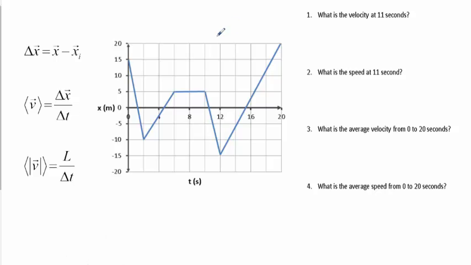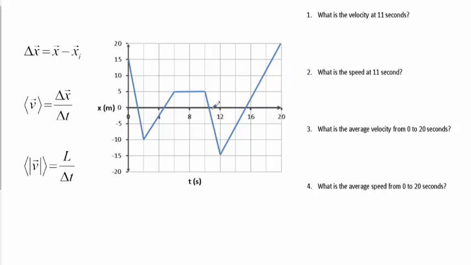Hi, this is Mr. Merrill, and we're going to take a look at an example involving average and instantaneous velocity and speed. I have some definitions here on the left, a position versus time graph in the middle, and some questions on the right that we're going to try to answer. The first question is, what is the velocity at 11 seconds?